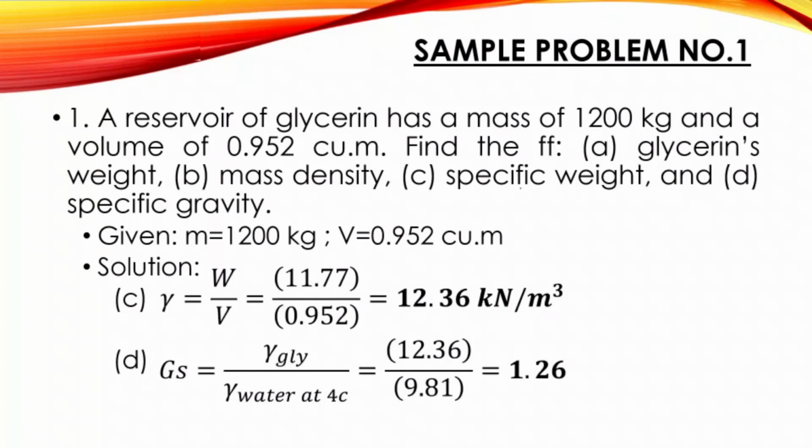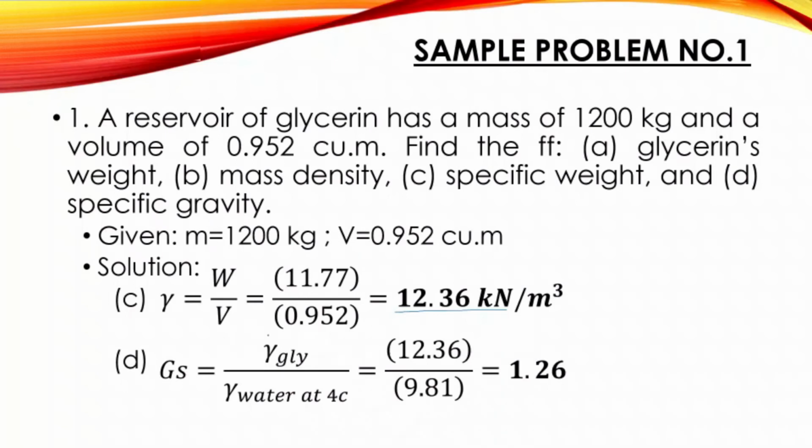Third, we are tasked to solve for specific weight. Specific weight or the unit weight is equal to the weight over the volume. We have this weight already from problem A, over the volume. So the specific weight or unit weight of the glycerin is 12.36 kilonewton per cubic meter. And lastly, the specific gravity.